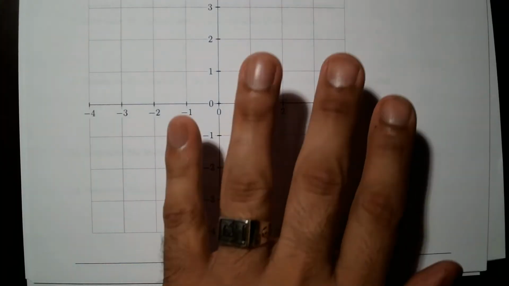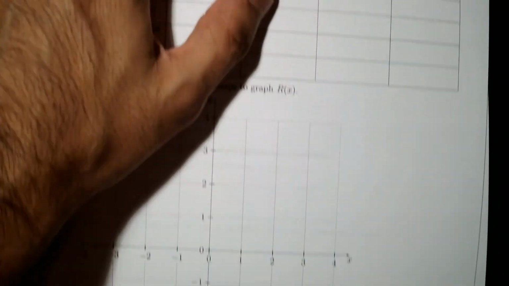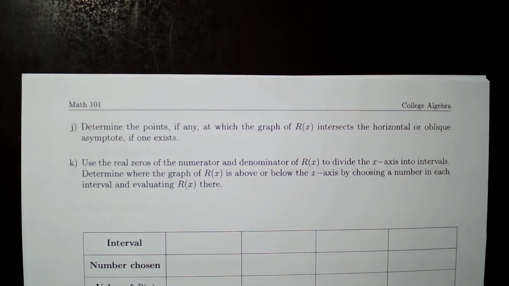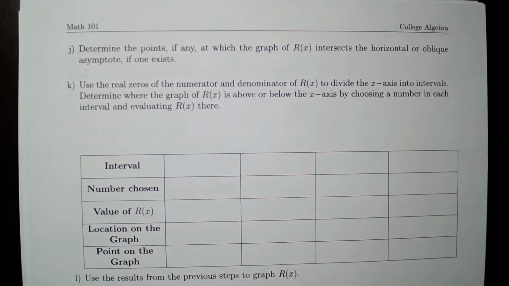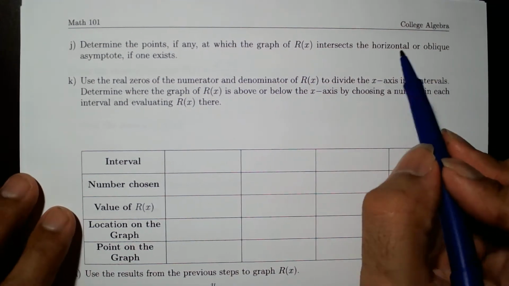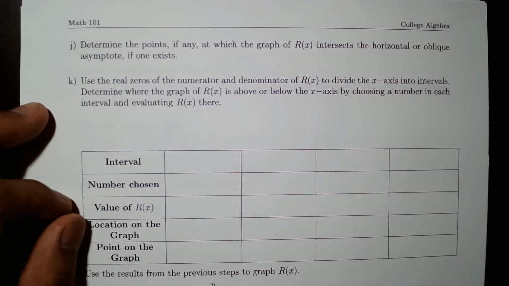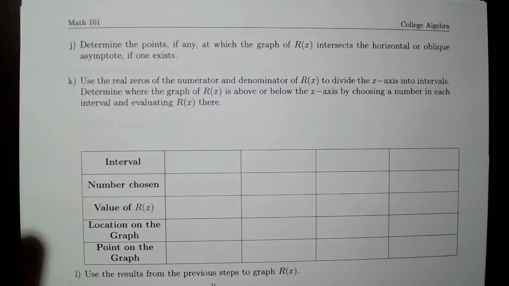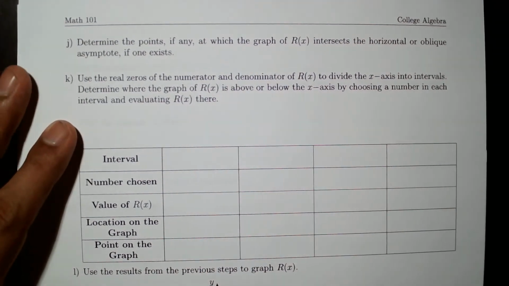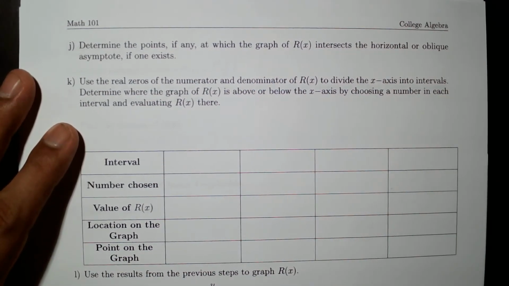Alright, let's move on to the next page. Determine the points, if any, at which the graph of r of x intersects the horizontal or oblique asymptote. In this case, there is no horizontal asymptote, and the graph is not going to intersect it. Maybe I should have left more space here. I'm going to use the back of the page if I need.